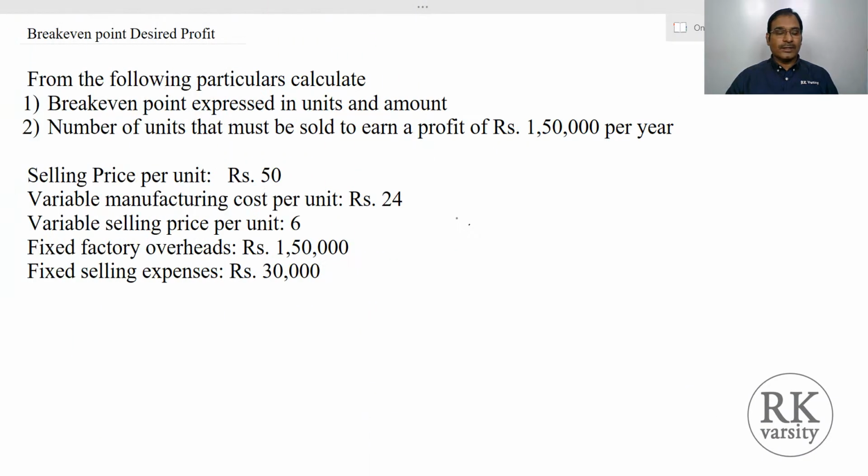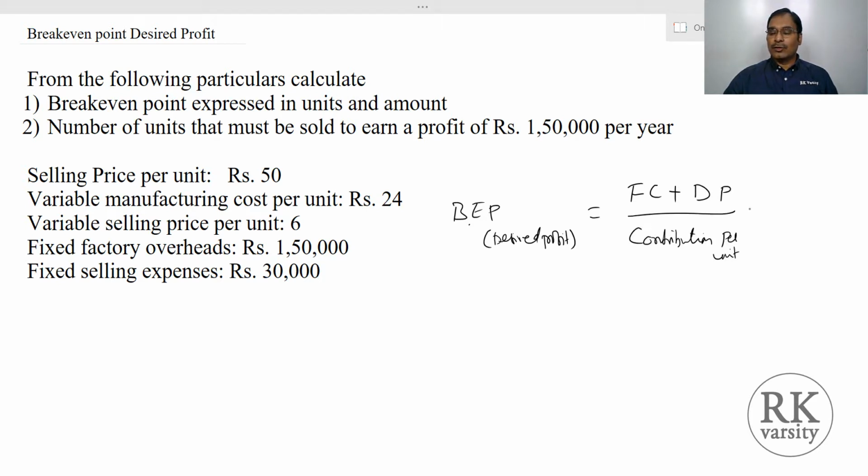The formula that you need to use to calculate break-even point with a desired profit equals fixed cost plus desired profit upon contribution per unit. And if you want this in terms of sales value, then fixed cost plus desired profit upon contribution per unit, times selling price per unit.